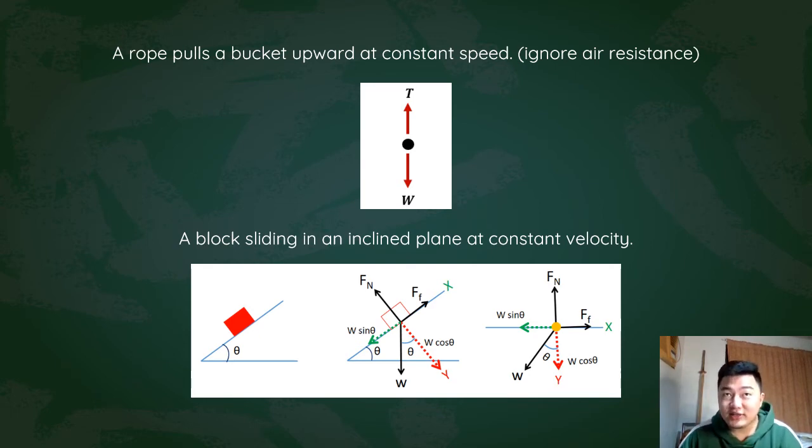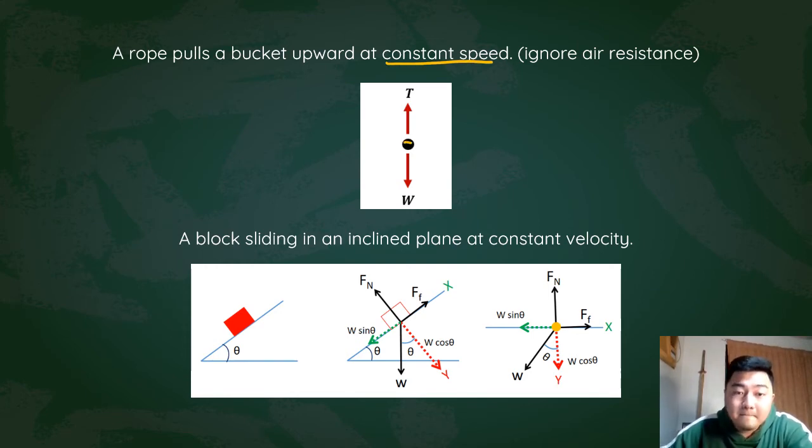Looking into your lesson in Newton's laws of motion, an object that is at rest and an object that is in constant velocity has zero acceleration, and therefore they have balanced forces. So here it's stated that it's constant speed.